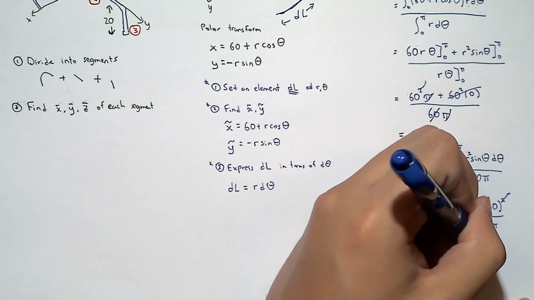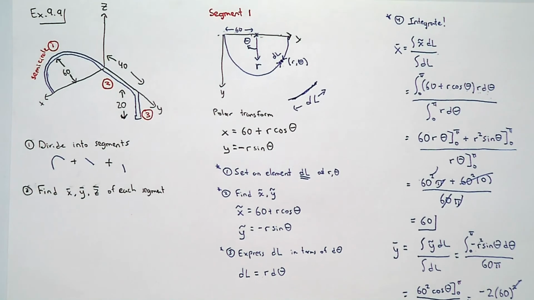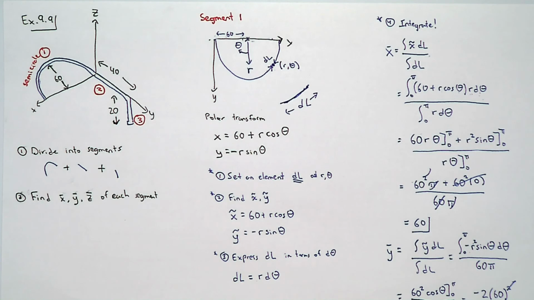Negative 38.2. Is that what the book gives us, Thomas? Yep. Okay, so that's good. So we found the y coordinate of the centroid of this semicircle. Now you may be thinking we're done, but remember that's actually one of the 3 segments. Thankfully the other 2 will be a little bit simpler, okay? So we want to find the coordinates of each segment here.